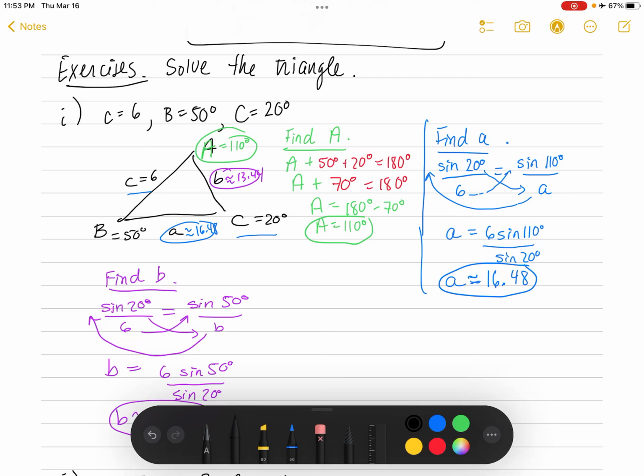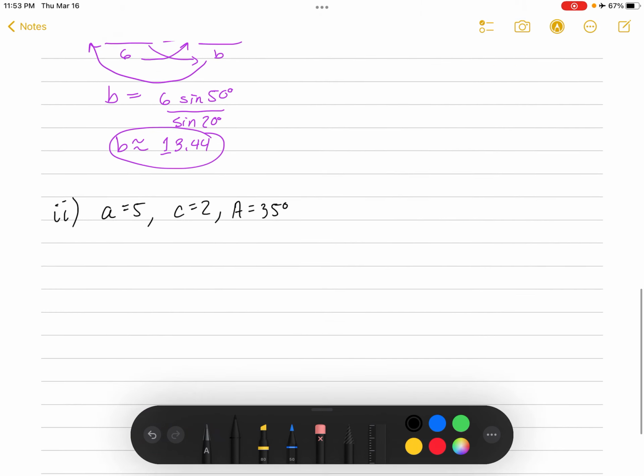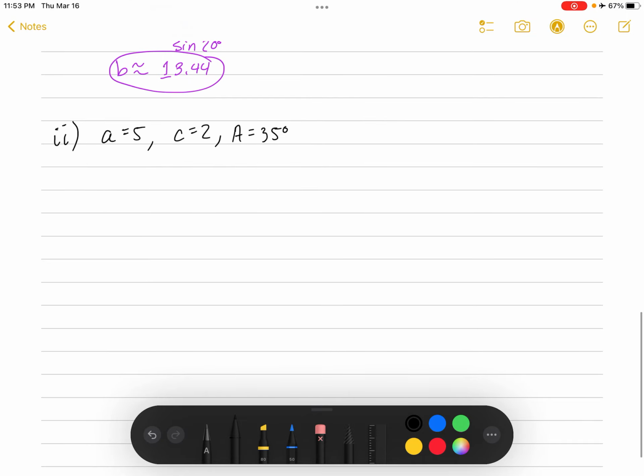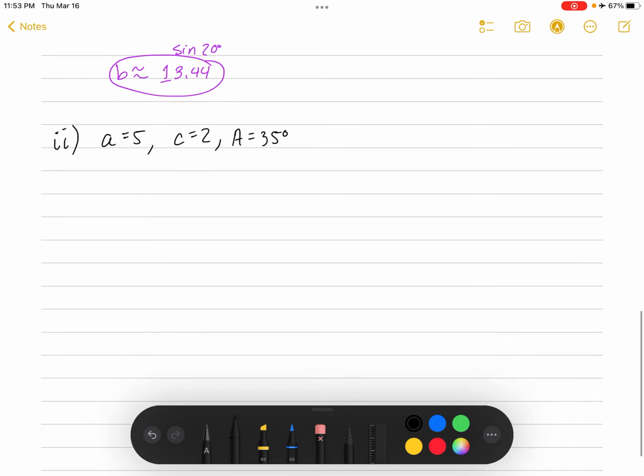So we're working with the law of sines. In our last video we had two angles and one side. And now we have two sides and one angle. We have little a is 5, little c is 2, and big A is 35 degrees.